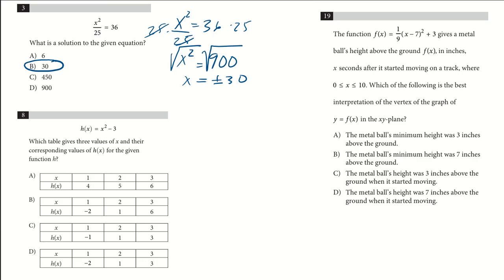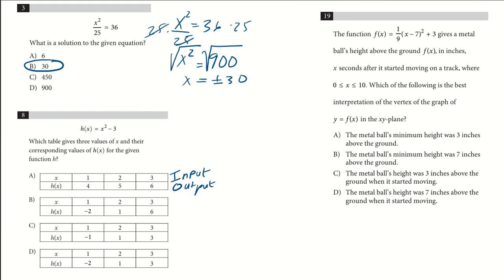All right, number 8. h of x equals x squared minus 3. Which table gives 3 values of x and their corresponding values of h of x for the given function h? This one, again, is pretty straightforward. You have your input and output. The biggest thing that throws kids off is if you don't understand the difference between input and output. The input is what is going in, it's the independent, and the output is what is coming out, and that's going to be the result.